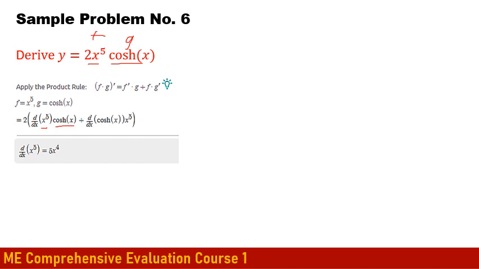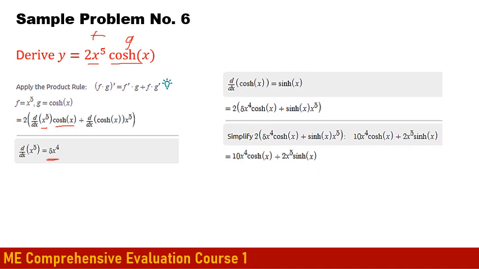So based on this equation, we will have to differentiate x to the power of 5, and that is 5x to the power of 4 by applying the power formula. Then for the hyperbolic cosine of x, that is simply equal to the hyperbolic sine of x. So putting back these two results in our working formula and simplifying it, we will obtain the value 10x to the power of 4 hyperbolic cosine of x plus 2x to the power of 5 hyperbolic cosine of x.